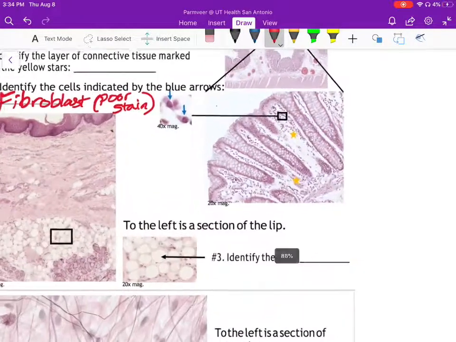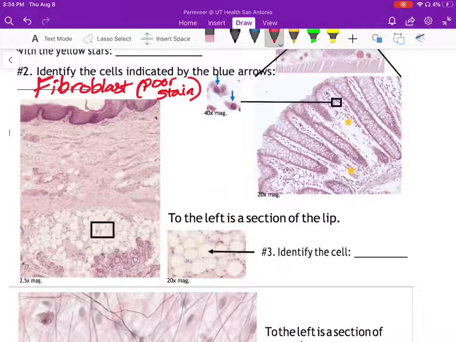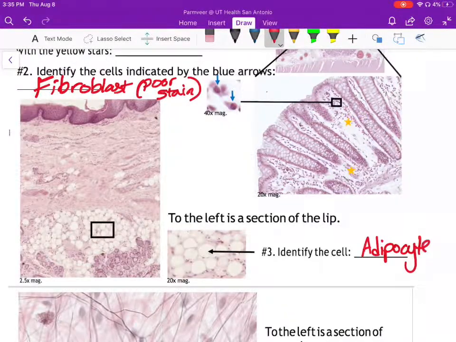The next one we have a section of the lip, and they just blew it up here. So number 3, identify these round, clear cells, nothing inside them. And that usually is easy because it's adipocyte, because adipocytes need all of the cell space to store fat, and basically all the nucleus and all the organelles are pushed to the outside, as you can see. So these are the organelles that are pushed to the side, and then in the middle you have most of the fat.